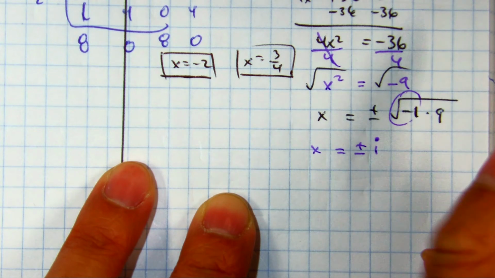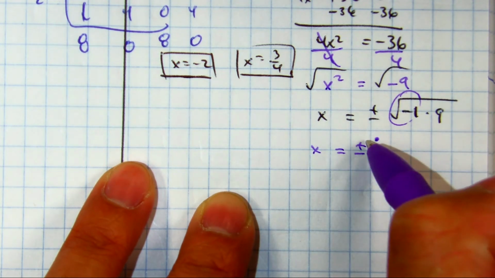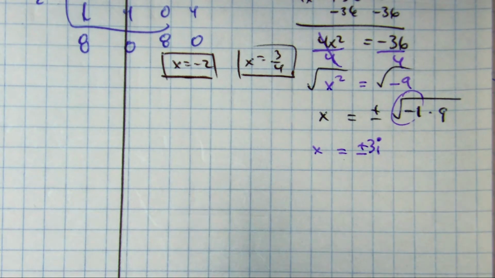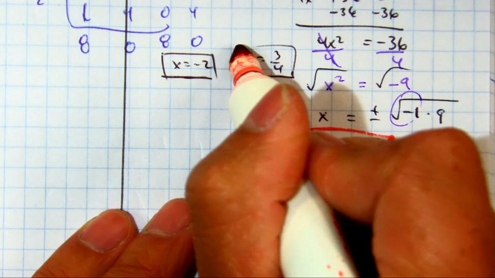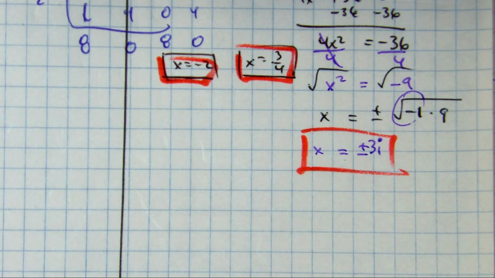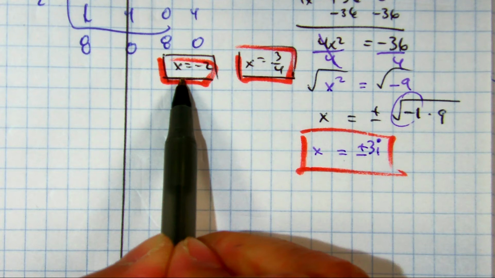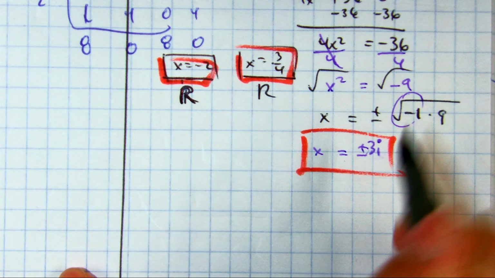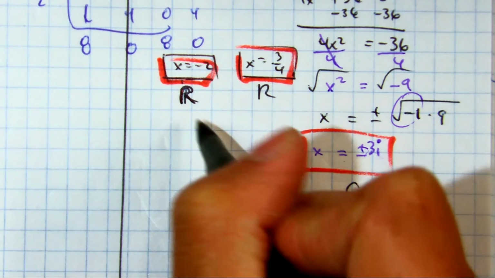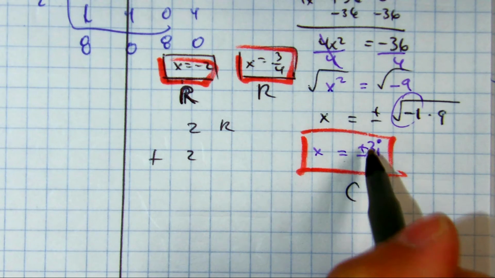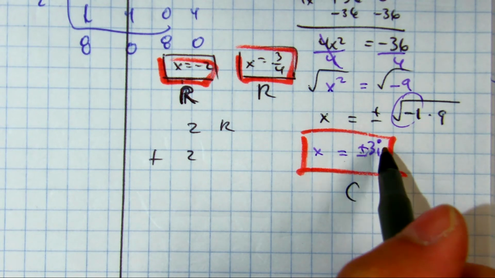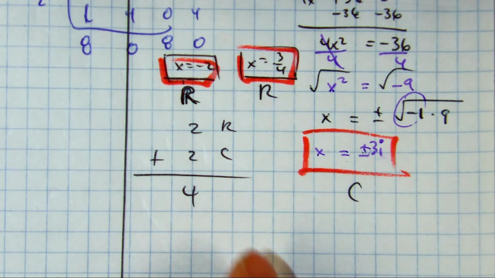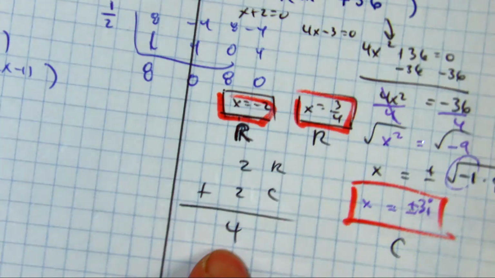And then the square root of 9 is 3. So x equals plus or minus 3i. All right. Real or complex? So 2 reals plus 2 complex, right? It's 3i and -3i equals how many? 4. This should be a hint because 4 is way back up here.